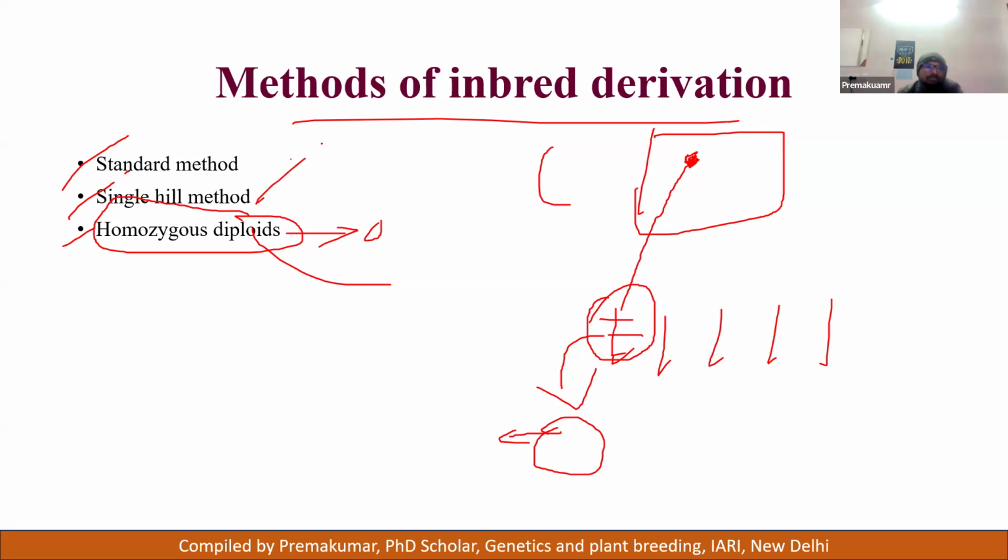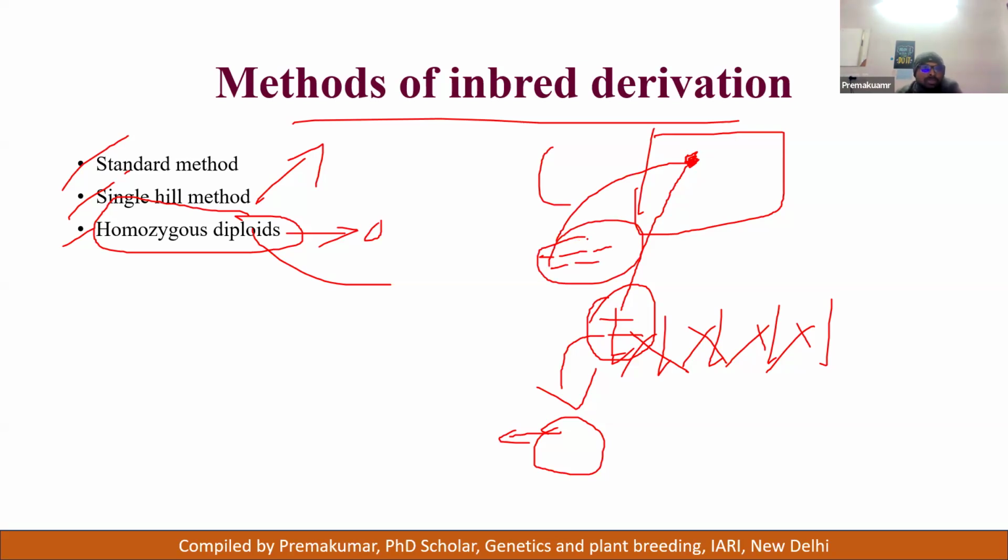Then the single hill method. Here more emphasis is given between the progenies. We are comparing between the progenies and discarding the progenies which are not desirable. Reject all those progenies, select only the better progenies, then select among them. Here the sowing is three plants per hill. Then you select among them. It's just a modification of the standard method.